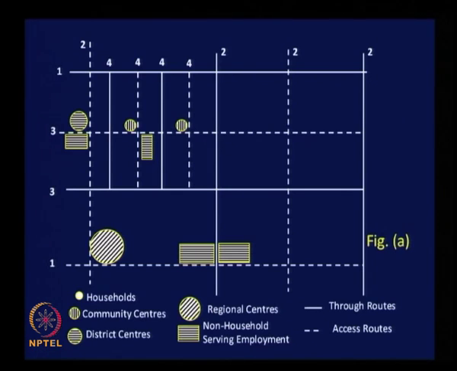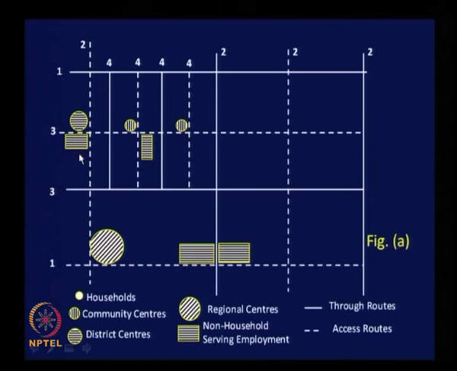And the community centers, as you could see here, are located at the intersection of type 4 and type 3 routes, both are access types, with emphasis on land access. Similarly, here you can see the district centers. District centers are located at the intersection of type 2 and type 3 categories of routes, both are again access type.